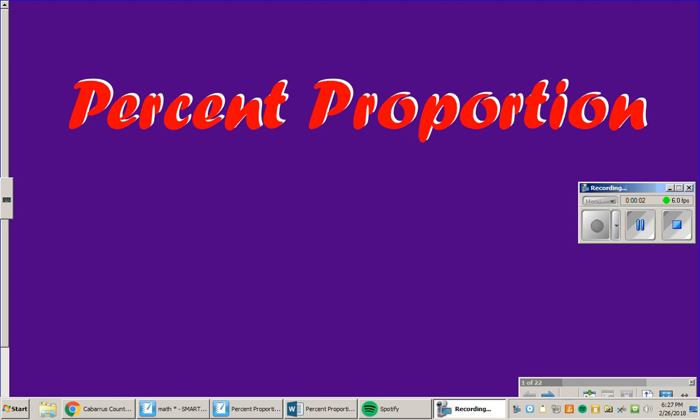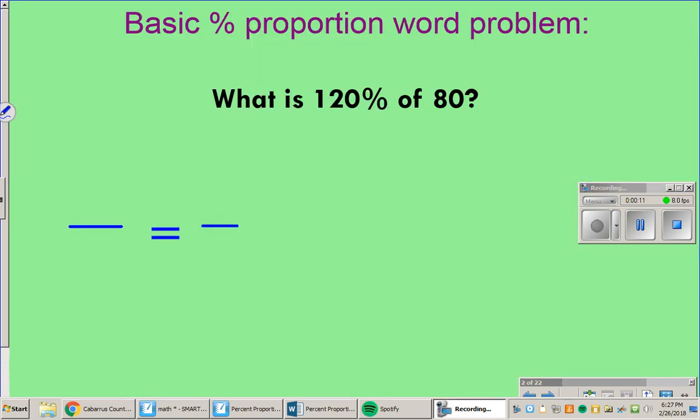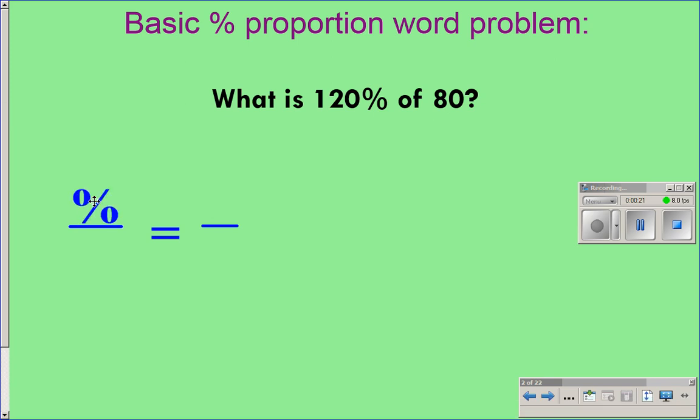Okay, today we're going to go a little bit deeper with our percent proportions and look at some more complex real-world type of problems. What we started off with were basic percent proportion word problems, such as what is 120% of 80. Whenever we did these, it was always percent over 100, and then is over of. And when you had these, you had to pull out the different parts of the sentence.